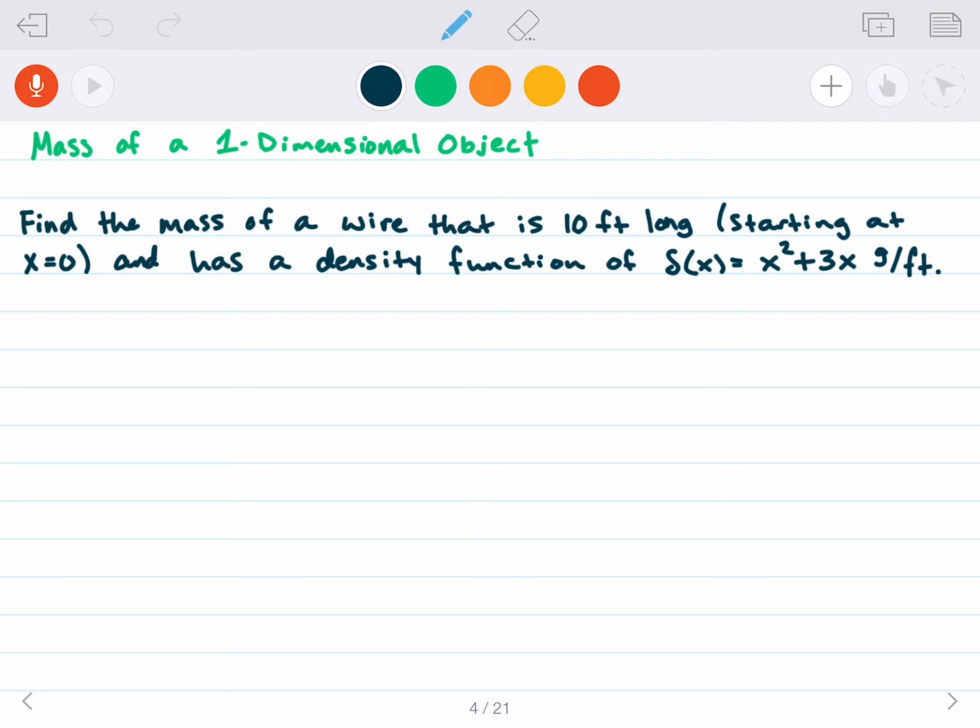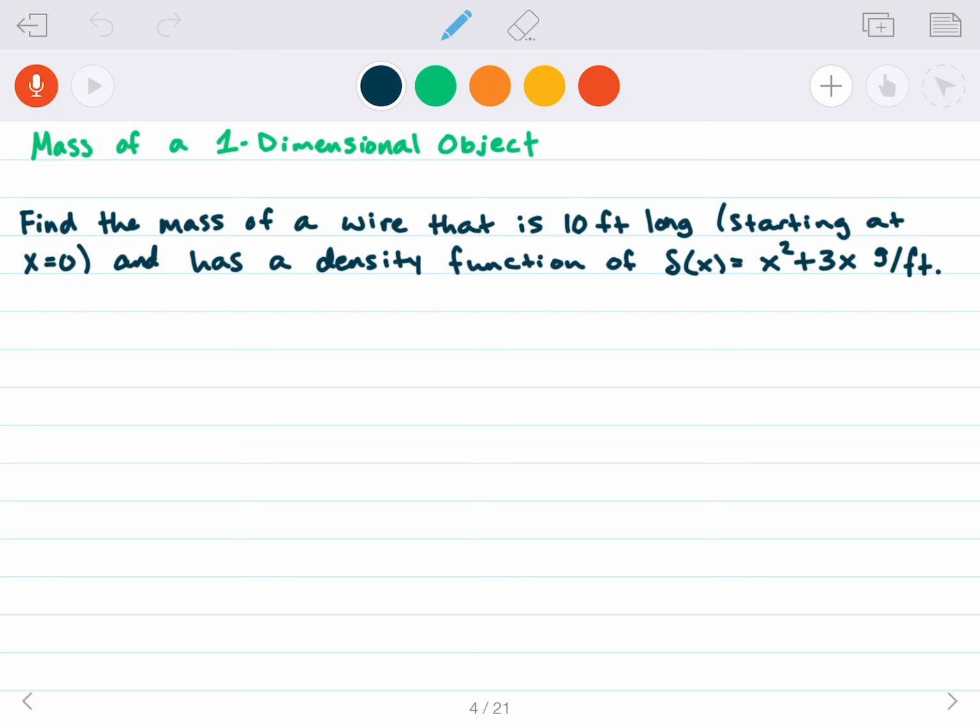How can we find the mass of a one-dimensional object? Okay. So for these problems, we want to assume that these objects, even though when you think about objects like wires and rods, you're thinking about three-dimensional objects, we want to treat them as if they're just a straight line, that they don't have any kind of thickness at all.